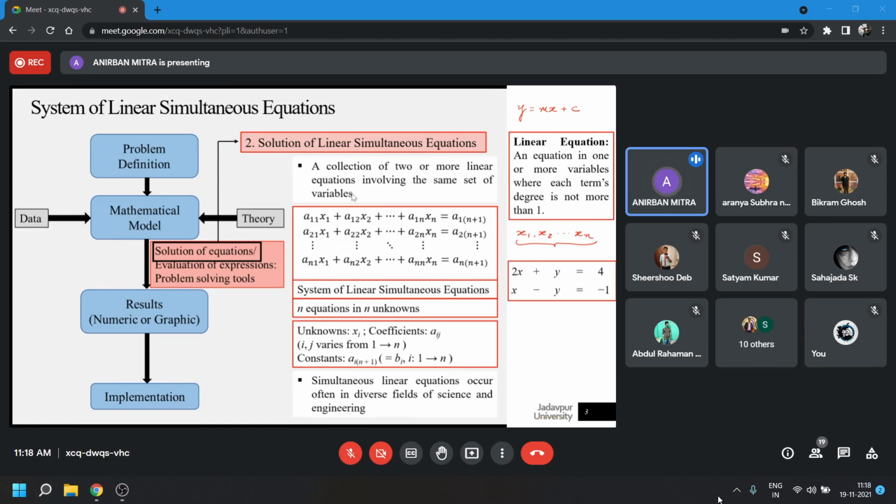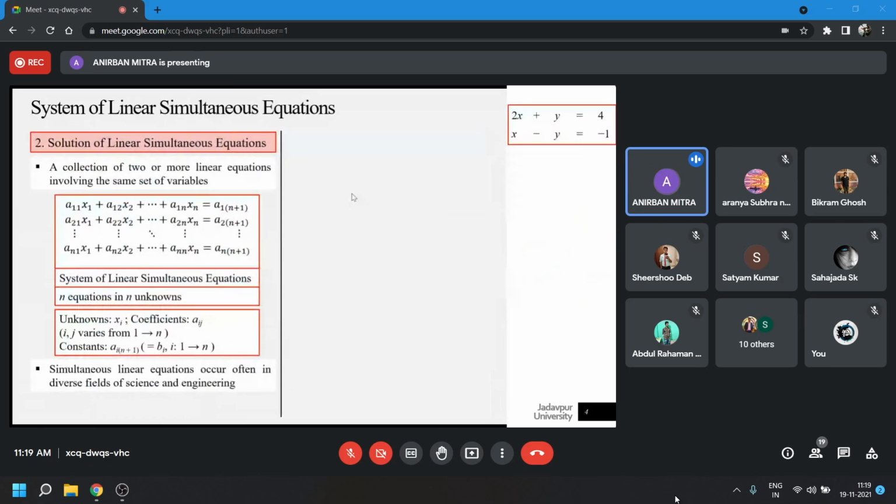Now, one very simple example of this is given over here. This example is probably from our school days. When we start learning about algebra, then probably we have come across this example, and we know how we can solve for this equation. This is also a system of linear simultaneous equations in two variables, two unknowns, x and y, and hence we have two equations to solve for these two unknowns. Can you remember the solution technique?